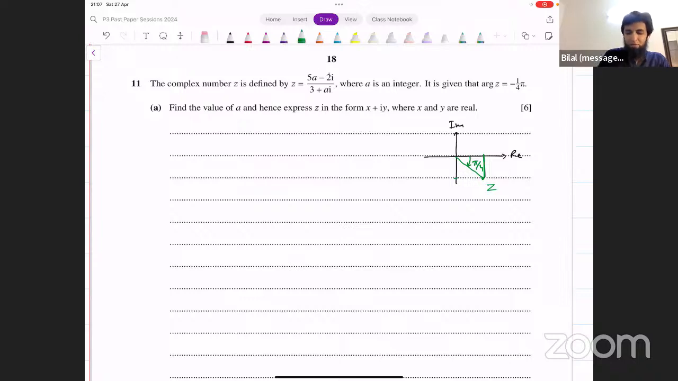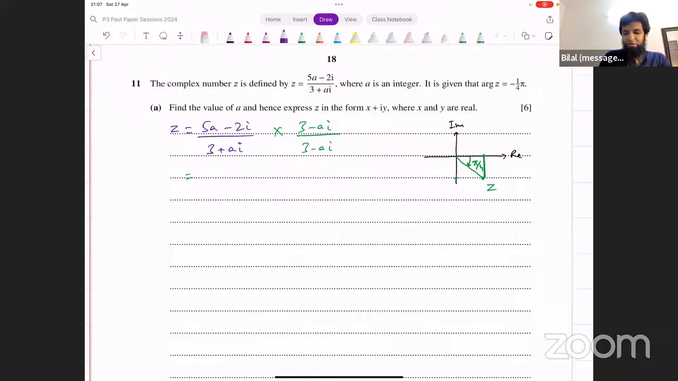Let's first of all convert it to the standard form. This is a fraction. How do we get rid of this fraction? What's the standard rule for that? We multiply and divide by the conjugate of the denominator. So we multiply by 3 minus a iota and also divide by 3 minus a iota. Let's first convert it to this x plus y iota form. And then we say, whatever is the real part, it should be the same as the imaginary part. It's just that the real part will be positive, imaginary part will be negative. They'll be equal to each other because the angle is pi over 4.